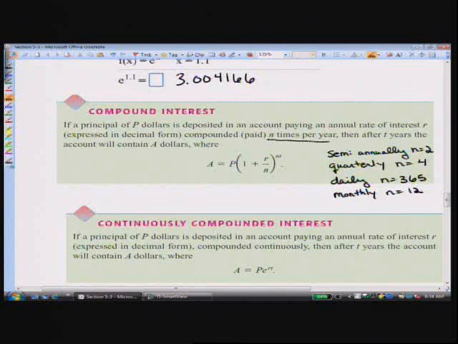And the big thing for you to remember when you're working with this formula is that the R has to be expressed in decimal form. Like if it's 5% interest, you want to write that as 0.05. Otherwise, you screw up the formula. Okay? And the principal is the amount that you invest. Like if you have $100 and you put it in the bank.